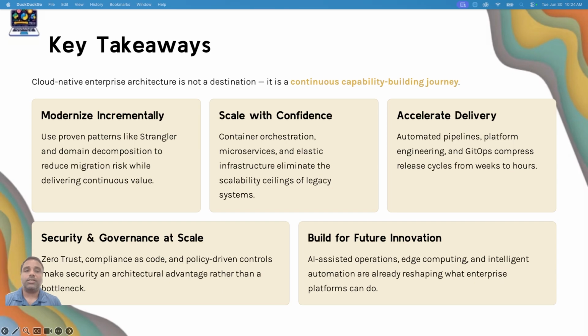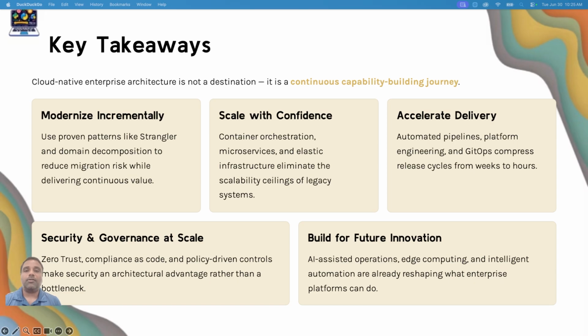Containerized orchestration, microservices, and elastic infrastructure eliminate the scalability ceilings of legacy systems. The third one is accelerate delivery. Create automated pipelines, establish platform engineering, and adopt a GitOps approach to compress release cycles from weeks to hours. And the fourth one is security and governance at scale. Implement zero trust, compliance as code, and policy-driven controls so that you can make security an architectural advantage rather than a bottleneck.